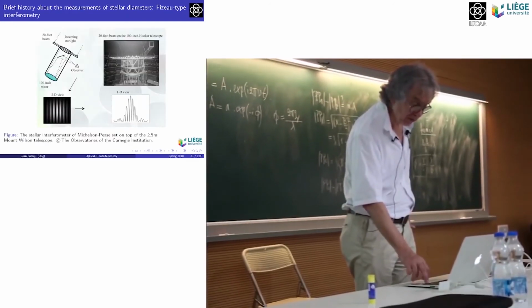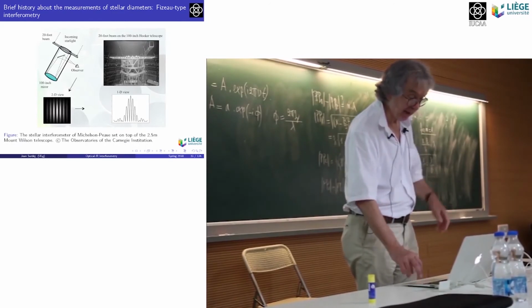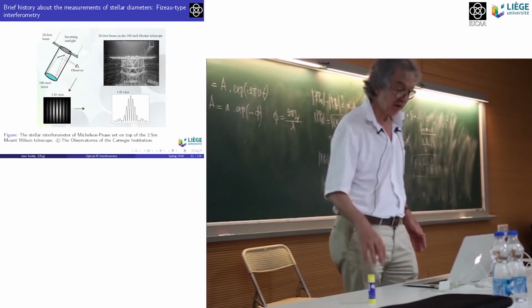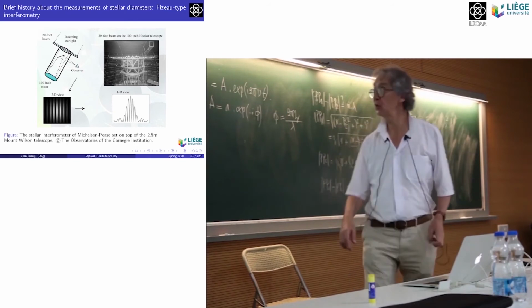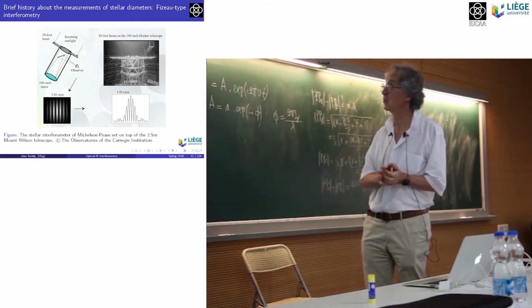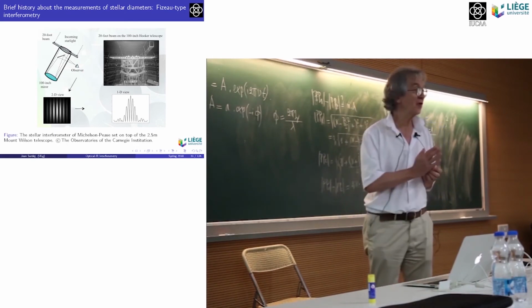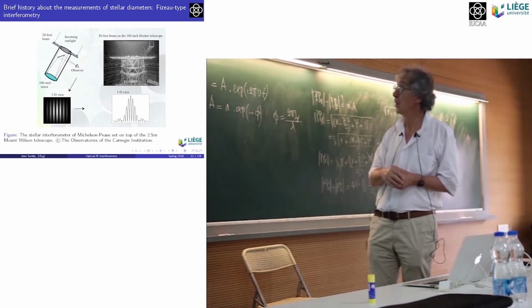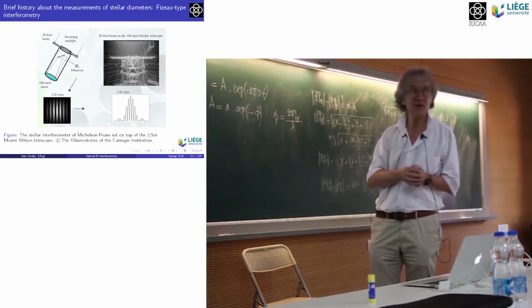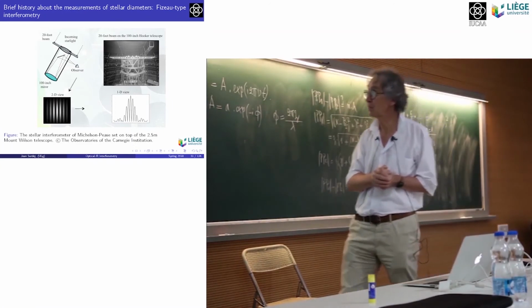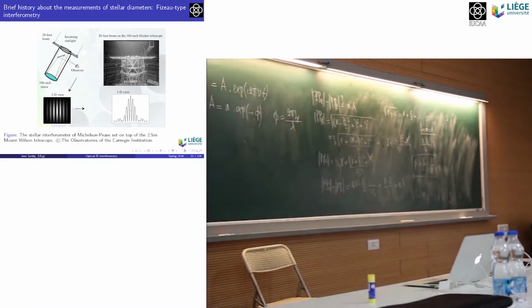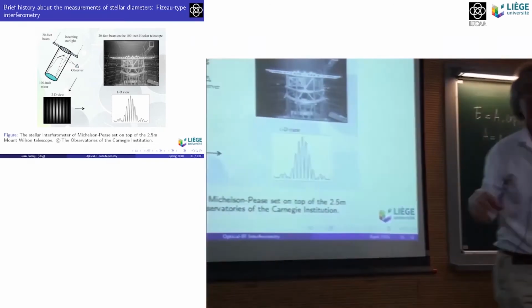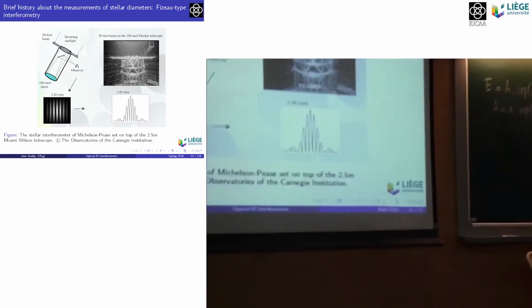Before going to the laboratory experiments that we'll do in about maybe 15 minutes, I will just show you how Michelson proceeded to measure the first angular diameters. He used the 100-inch Hooker telescope on Mount Wilson that you see here. And with Pease, they just put a beam 7 meters long on top of the telescope.